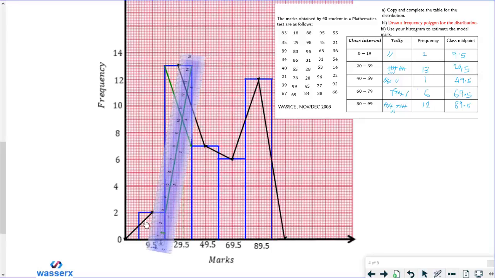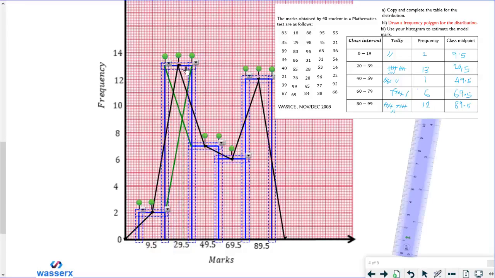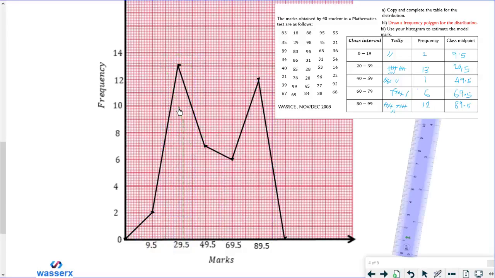Let me do it well. So it's going to look like this. So now let me delete this so that you can see clearly. So this is how our frequency polygon will look like, plotting the midpoint against the frequency.